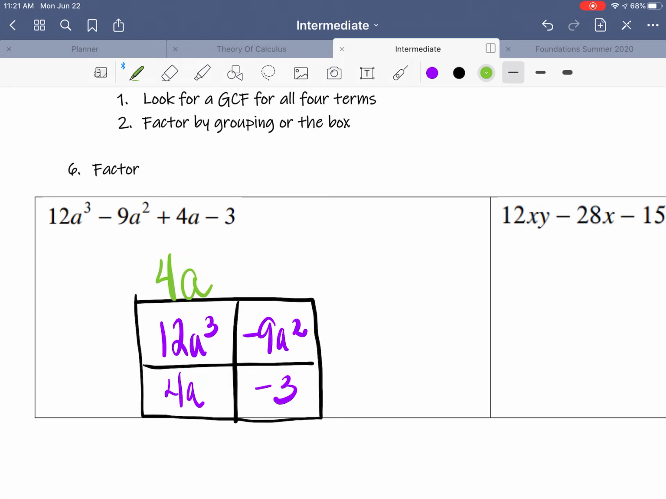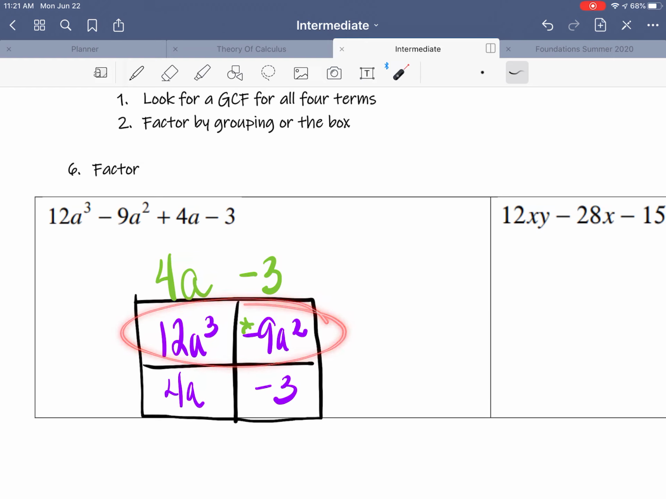9 and 3 are both divisible by 3. They do not share an a, but you might also say, there's a negative there. Should you pull out a negative? And the answer is yes. If the first number you look at is negative, pull out that negative.